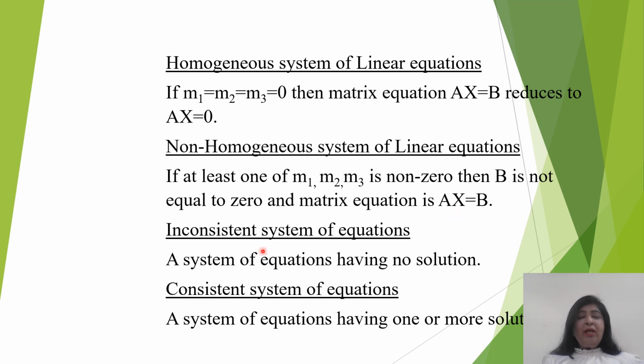Now, what do we mean by consistent and inconsistent systems of equations? If a system of equations has no solution, then it is said to be an inconsistent system of equations. But if a system of equations has one or more solutions, then it is said to be a consistent system of equations.